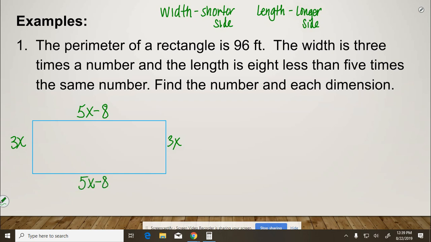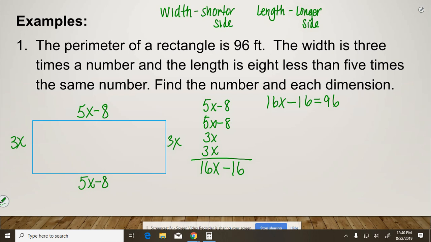Now we can set up our problem. If we add all 4 of those sides up, 5x minus 8, 5x minus 8, 3x, and 3x, we have an expression that represents the perimeter. The negative 8 and negative 8, same signs find the sum, we get negative 16. 5 and 5 is 10, 3 and 3 is 6, so that's 16x as well. So that expression represents the perimeter. We know the perimeter is 96, so we can set up our equation. 16x minus 16 equals 96.